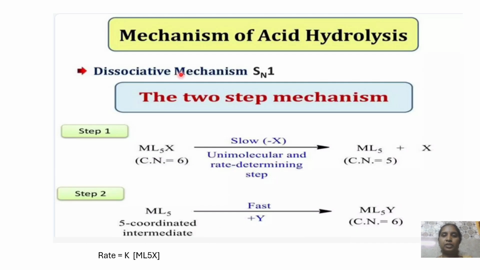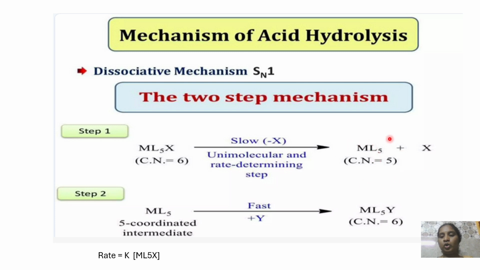Mechanism. Acid hydrolysis takes place by means of a dissociative mechanism, that is, the SN1 mechanism. Here a two-step mechanism is followed. This is the metal complex having coordination number 6, meaning an octahedral complex. Initially there is a dissociation of the ligand X from the metal complex, which is the rate determining step. Why? Because this is the step with the slow rate.